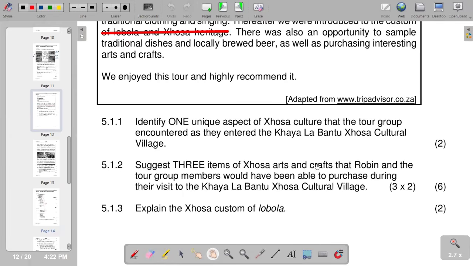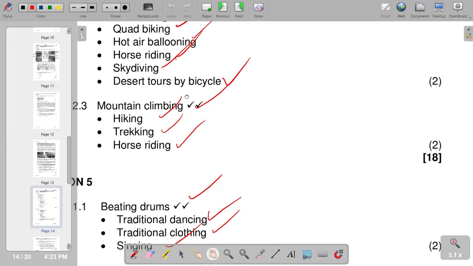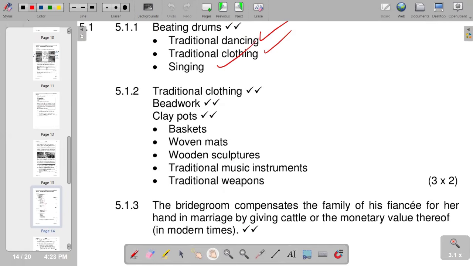Suggest 3 items of Xhosa arts and crafts that Robin and the tour group members would have been able to purchase during their visit to the Kaya Labantu Xhosa Cultural Village. So we can see traditional clothing can be part of that. The clay pots, also baskets, can also be part of that. So a list of them that could be bought: traditional clothing, beadwork, clay pots, baskets, wooden mats, wooden sculptures, traditional music instruments, traditional weapons. So these are the possible answers for that part.